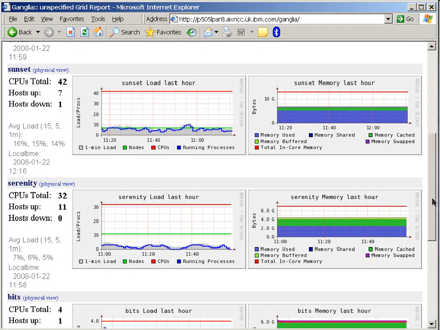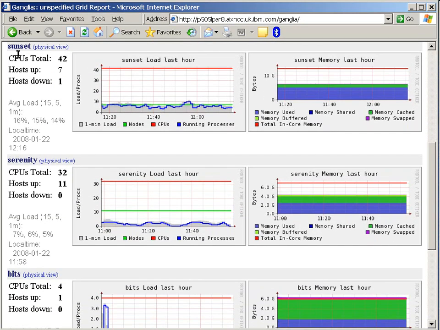In this case I just have a couple of clusters, Sunset and Serenity here. We can see neither of them are particularly busy, although in Sunset here we can immediately see that there's one host down. Now that might worry me. What can I actually do to find out what's going on there?